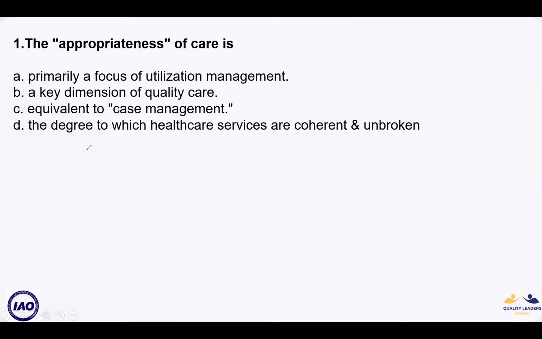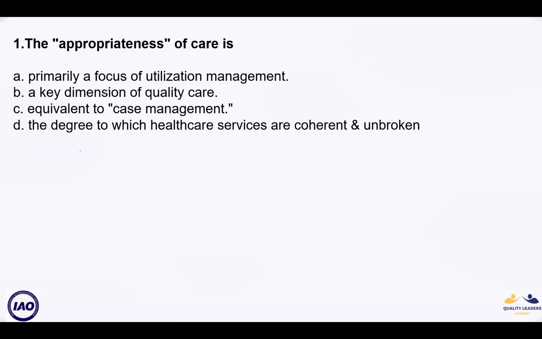So the question is basically asking what appropriateness really means in quality terms. In a way, what does it mean when we say the care is appropriate? So it's a straightforward definition question. Once we know what appropriateness is, then we can answer this particular question. When we look at the options, primary focus of utilization management sounds like utilization review, where they control the costs or resources. It is related to appropriateness, but it's not the definition we might be looking at.